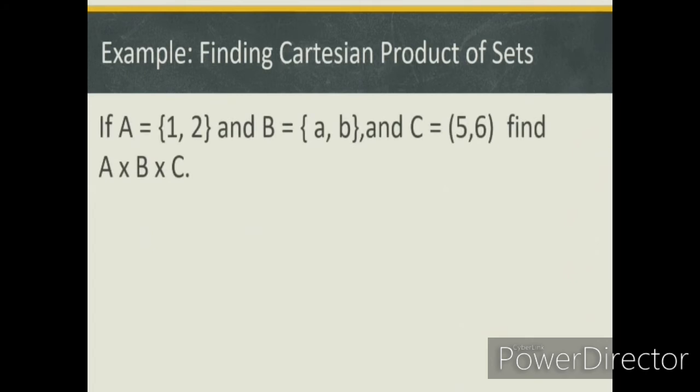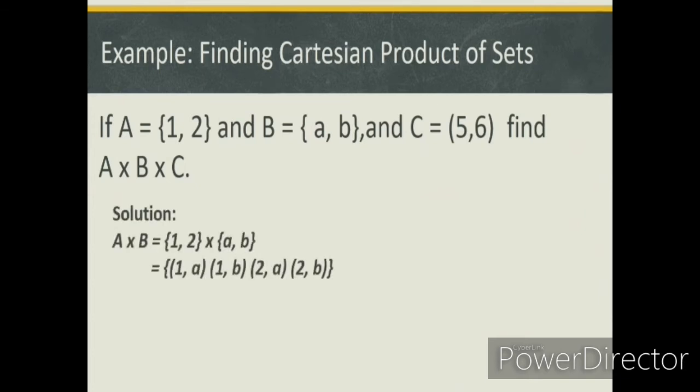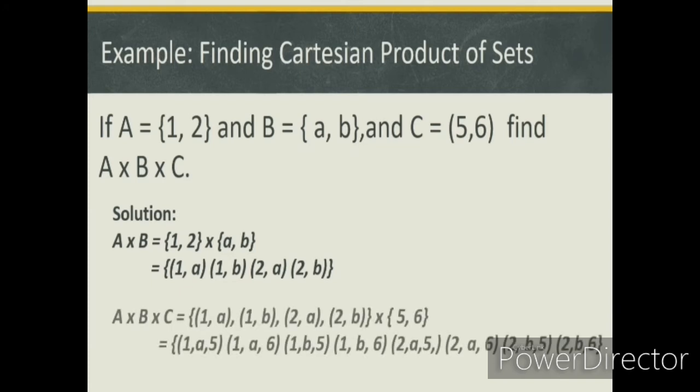Okay, let us have some examples. If A equals 1 and 2, B has elements a and b, and C has elements 5 and 6, what would be the Cartesian product of A, B, and C? As you can see, the first step is to multiply A and B. That would be 1a, 1b, 2a, and 2b. Next, the answer for the product of A and B will be multiplied to the elements of set C.